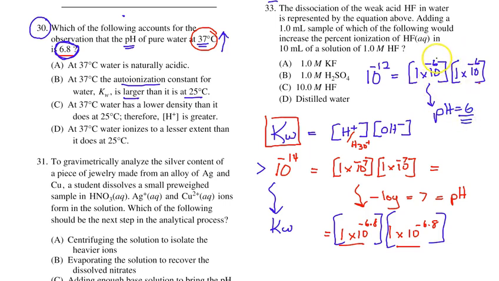Why is it neutral? Because you have equal amounts of protons and hydroxides. All right, so that's why B is the answer, and I'm seeing more of these types of questions, and it's based on the idea that Kw can change. It's temperature sensitive. 30 is B.